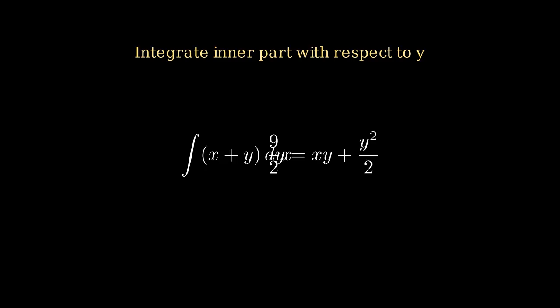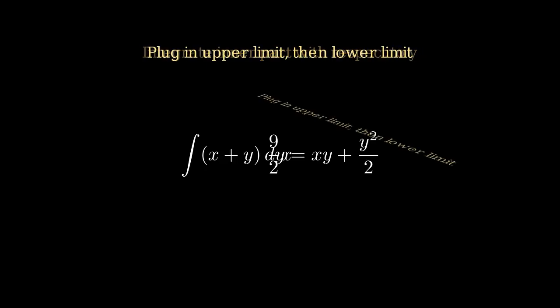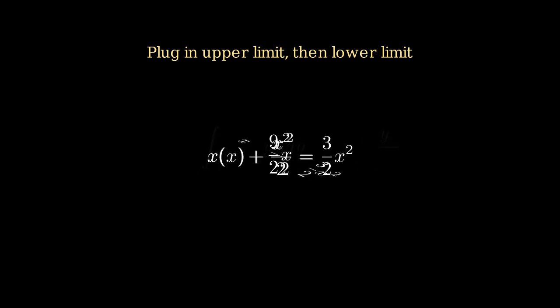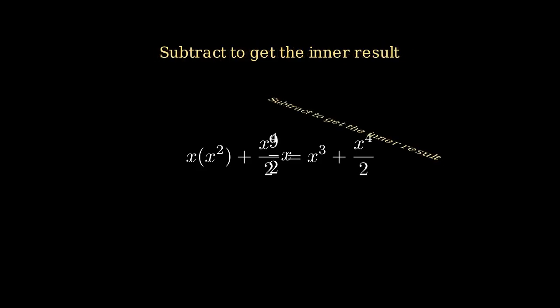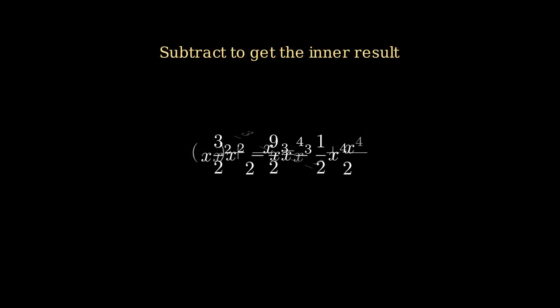Now we plug in the upper limit, y equals x, which gives x squared plus x squared divided by 2, and that combines to 3 over 2 times x squared. Then we plug in the lower limit, y equals x squared, which gives x cubed plus x to the 4th divided by 2. Subtracting these, the inner result is 3 over 2 times x squared minus x cubed minus 1/2 times x to the 4th.